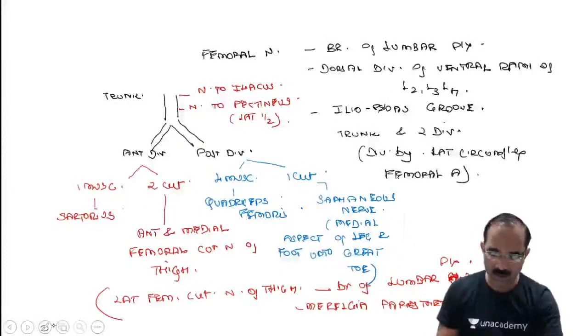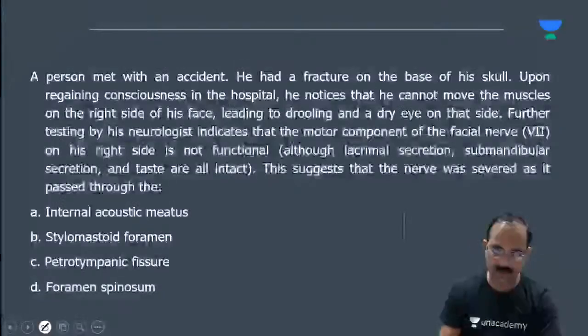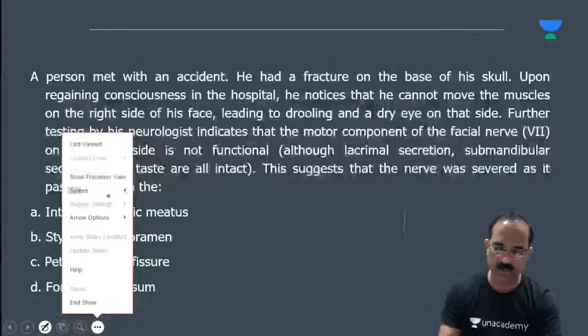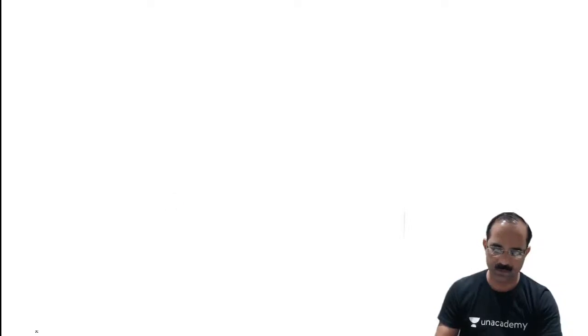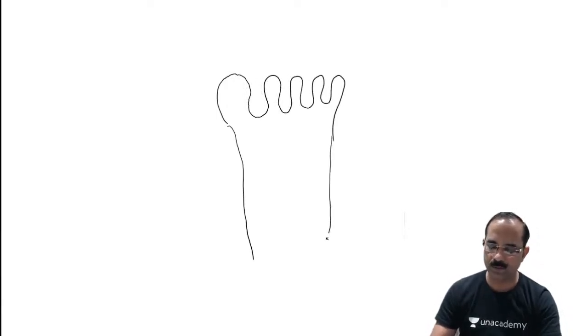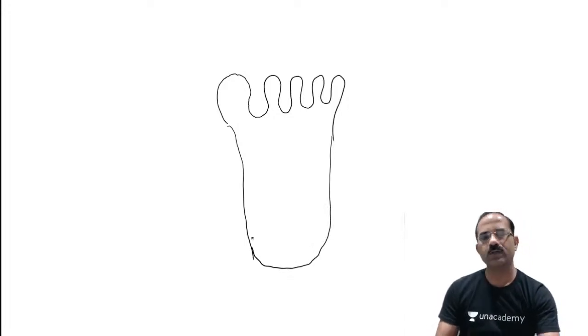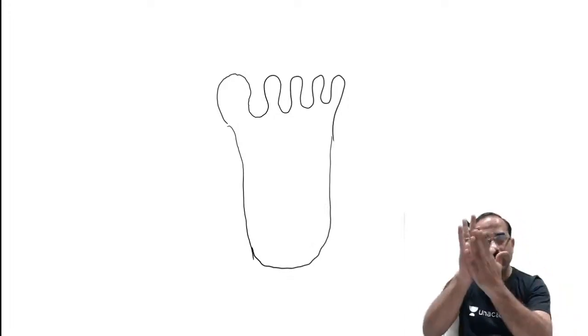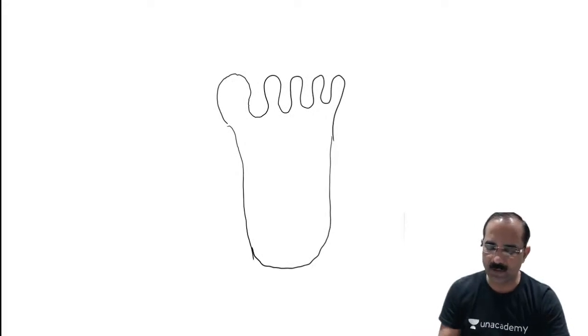Now understand one more thing about this saphenous nerve. I'll just make the leg here. This is another very important option which comes in the MCQ, students. That's the sole of the foot, the plantar aspect of the foot. This is the medial and this is lateral.